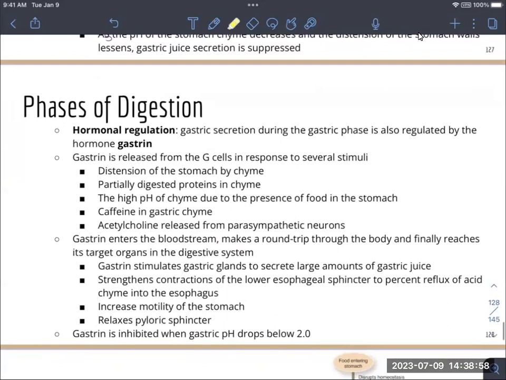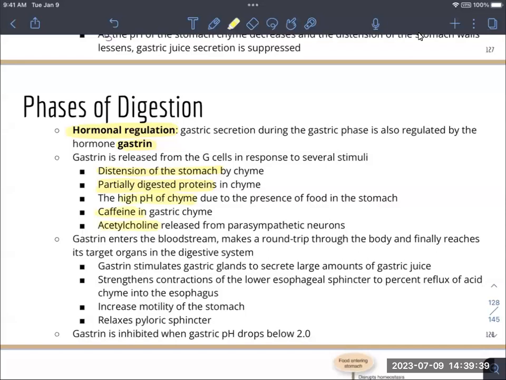We have hormonal regulation. During this hormonal regulation, we're going to secrete out that gastrin. Gastrin can be released when the stomach walls get distended. Partially digested proteins can cause gastrin to be secreted. If we have a high pH in that chyme, even caffeine, acetylcholine. So gastrin is going to get released out into the bloodstream, and it's going to reach its target organs in the digestive system.